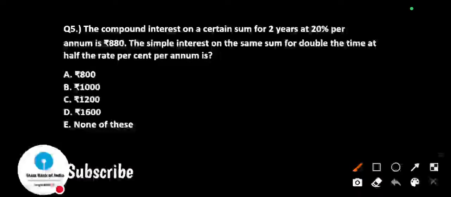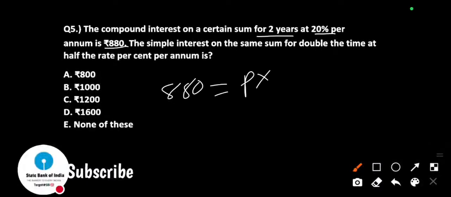The compound interest on a certain sum for 2 years at 20% per annum is 880. So the compound interest we got is 880. We don't know the principal. 20% for 2 years means 44% compound interest on the principal. We got this one.